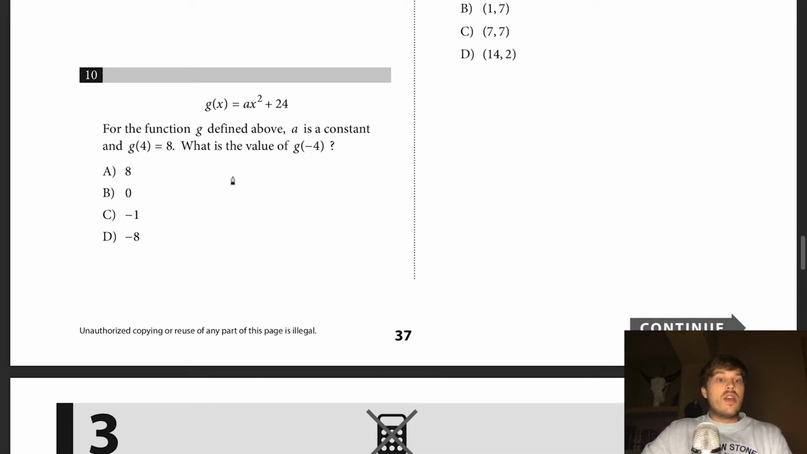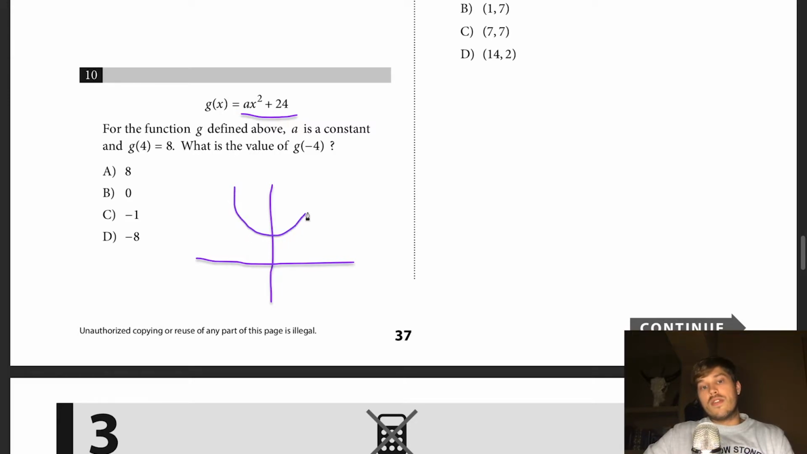What's this one saying? For the function g defined above, a is a constant and g of 4 equals 8. What's the value of g of negative 4? Okay, so we could totally solve this algebraically, but let's look at it graphically. What is this as a graph? This is just a simple quadratic function that's been lifted 24 units. But our vertex is still at 0, 0. So that tells us that the value of g of 4 and the value of g of negative 4 are going to be equivalent. So if g of 4 is 8, then g of negative 4 will also be 8.